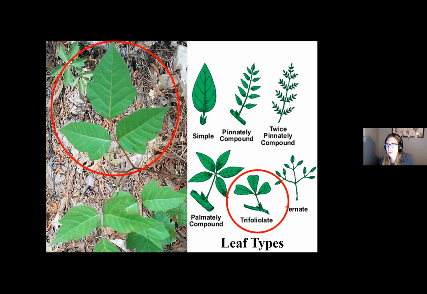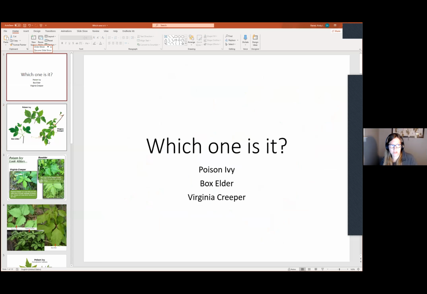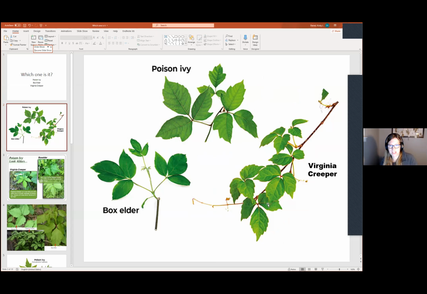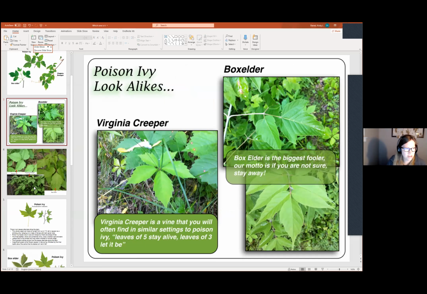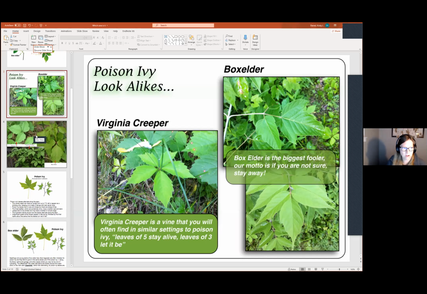I'm going to switch my share really quick. So this is one where I say, which one is it? We have box elder, poison ivy, Virginia creeper. We also have a different Virginia creeper that is actually like a box elder. I thought I had the poison oak on here, but it doesn't look like I do, but it can look a lot like poison ivy with the extra little 2 leaves at times.